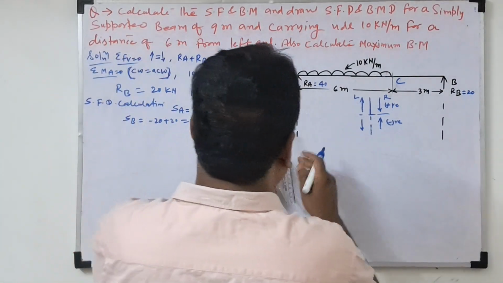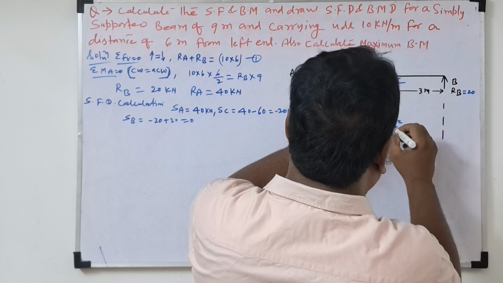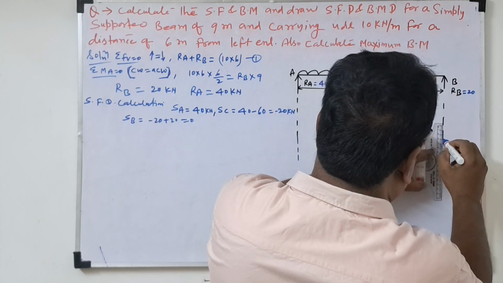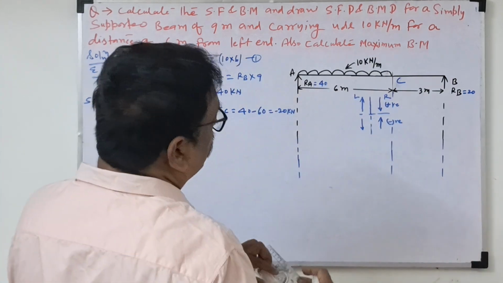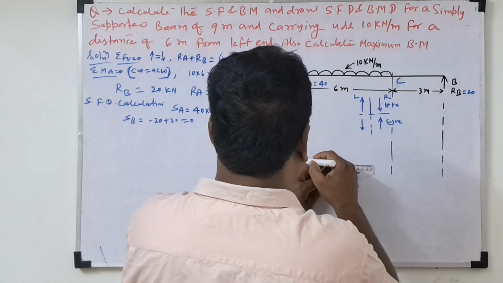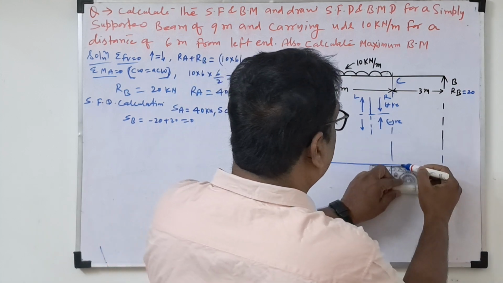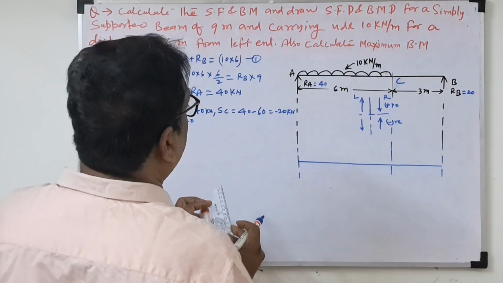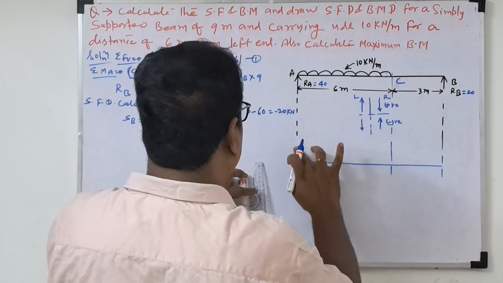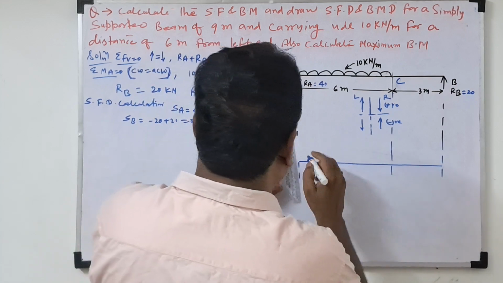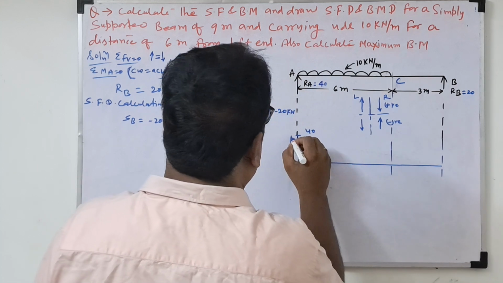C point, shear force diagram. First we'll draw the shear force zero line. This is the zero line we are going to draw here. At this point, shear force will be 0. So first, what is 40 kilonewton? We draw it here with a solid line. What is this one? 40 at point A.